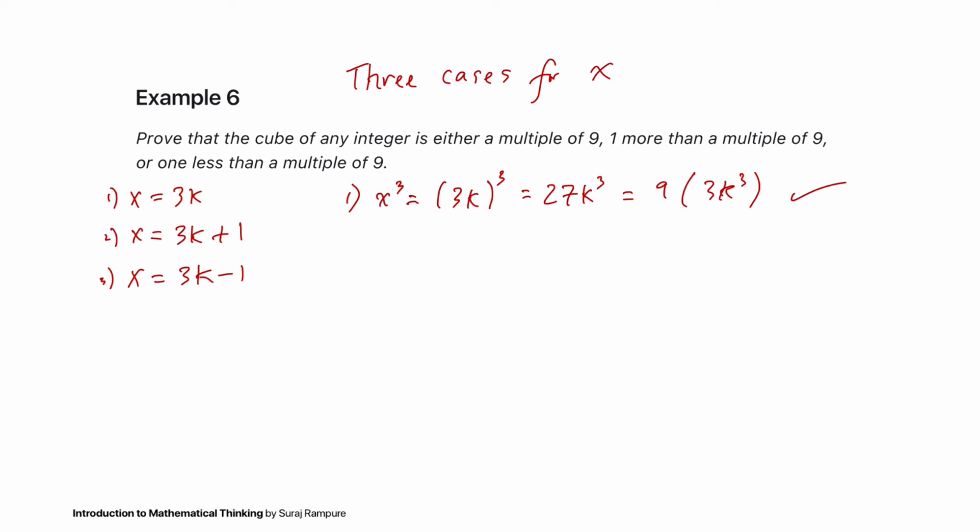So what we want to show is that each of these 3 cases for x can either be written as 9 times some integer, 9 times some integer plus 1, or 9 times some integer minus 1. Is that clear? And if we let x be some multiple of 3 and we cube it, we know a 27 is going to be involved somehow, but 27 is a multiple of 9. So that's sort of where it comes from.